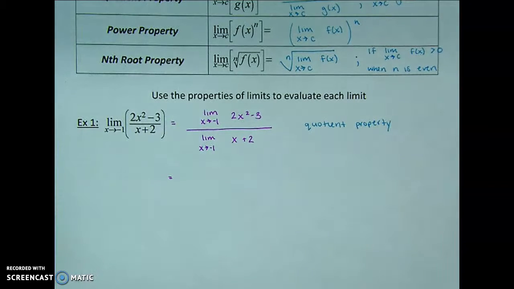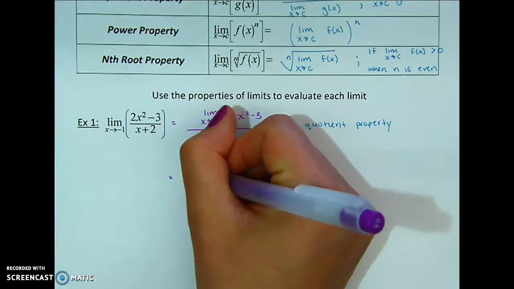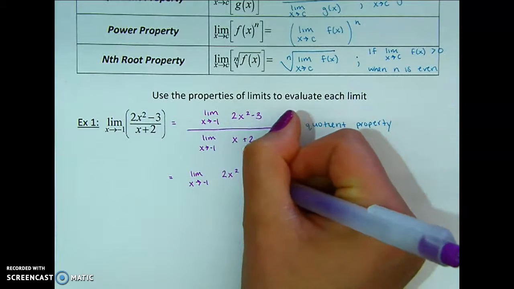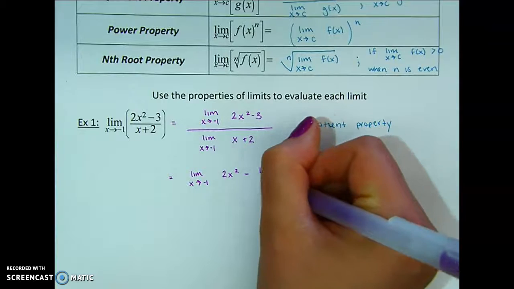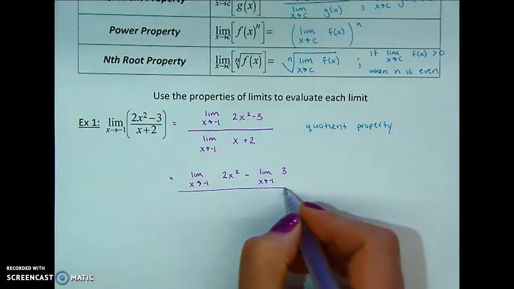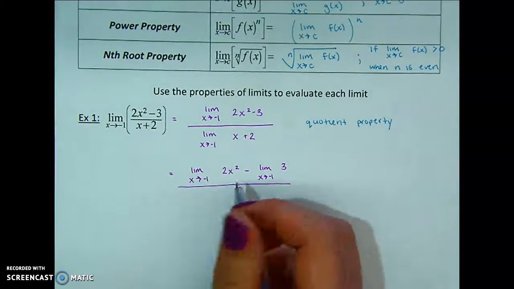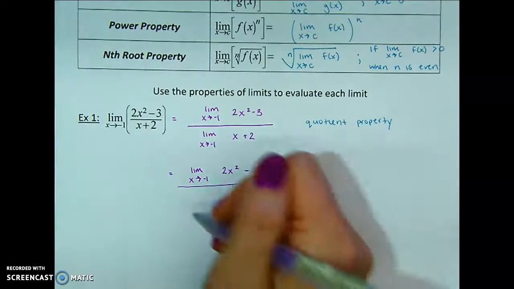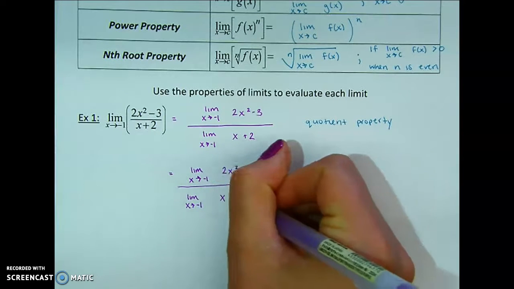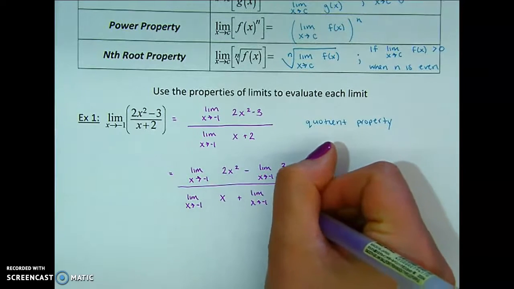Now we could use both the sum and difference. Difference in the numerator, so we'll do the limit as x approaches -1 of 2x squared minus the limit as x approaches -1 of 3. So in the numerator we're using difference. And then I'm going to use the sum in the denominator. So the limit as x approaches -1 of x plus the limit as x approaches -1 of 2.